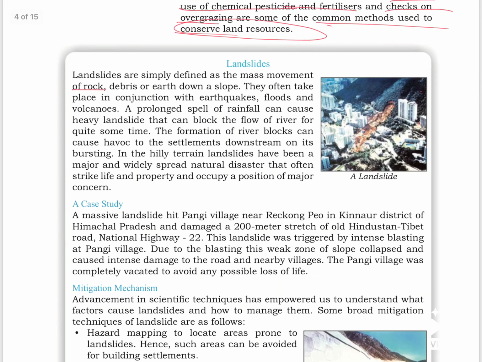Next, we have an important topic here, that is landslides. What is a landslide? It is defined as the mass movement of rock, debris or earth down a slope. They often take place in conjunction with earthquakes, floods and volcanoes. A prolonged spell of rainfall can also cause heavy landslides that can block the flow of a river for quite some time.